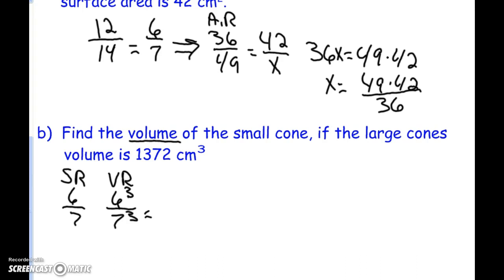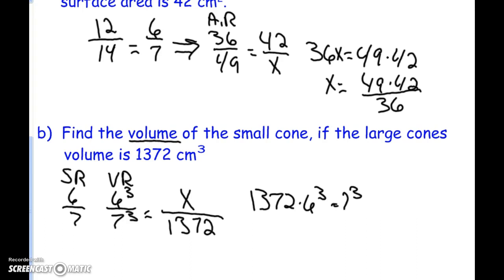Well, I had to make a phone call there, so we'll continue. This is going to be equal to the large cone's volume, which is 1372, over x. We're trying to find x. In solving that, we take 1372 times 6 cubed is equal to 7 cubed times x. Therefore, to get x by itself, we're going to divide by 7 cubed, and we would find our answer.